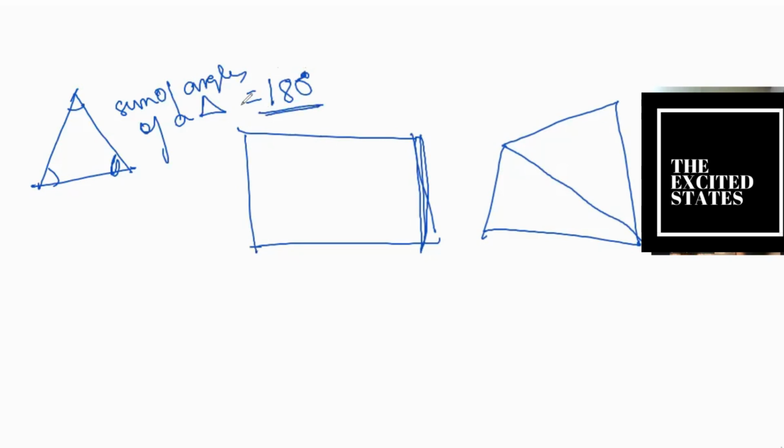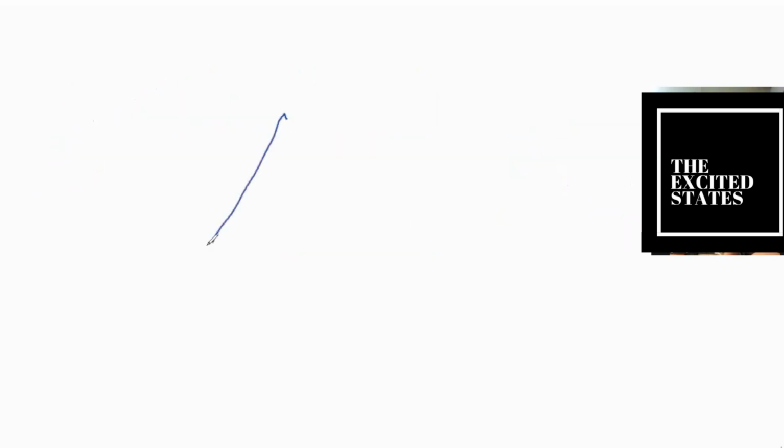I'll show you why it is so. There is a very interesting proof for this. Sum of angles of a triangle is 180 degrees. Why is it 180 degrees? You want to know first why it is 180 degrees? Yes. Now see it carefully.